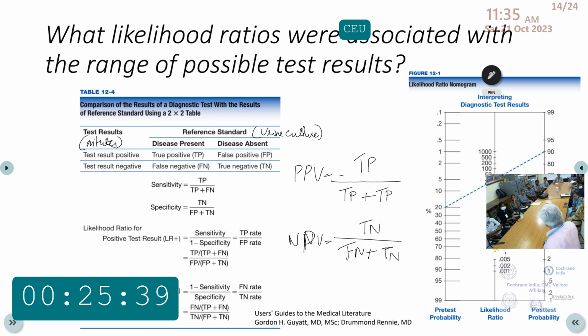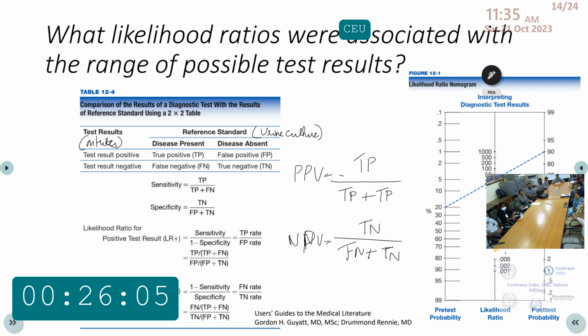What is false positive? False positive is when the urine culture is negative, but the nitrite test picked it up as being positive. So the new test is falsely positive. The patient doesn't have UTI, but the nitrite test picked it up as positive. What is false negative? They had the disease, but the nitrites didn't. The urine culture was positive, but the nitrite came back as negative.